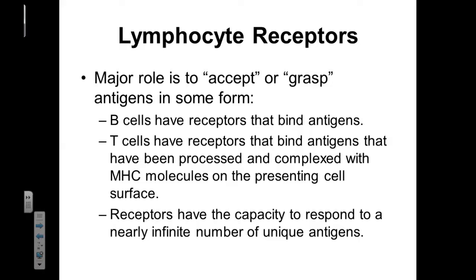We also have lymphocyte receptors. These lymphocyte receptors accept or grasp the antigen in some form. These receptors can also be known as MHC molecules. B cells are going to have receptors that bind to antigens directly on the surface. Our T cells also will have receptors that bind to antigen, but they can only respond to antigens that are presented with an MHC molecule. These receptors have the ability to respond to a wide variety of unique antigens, approximately 100 trillion different antigens.